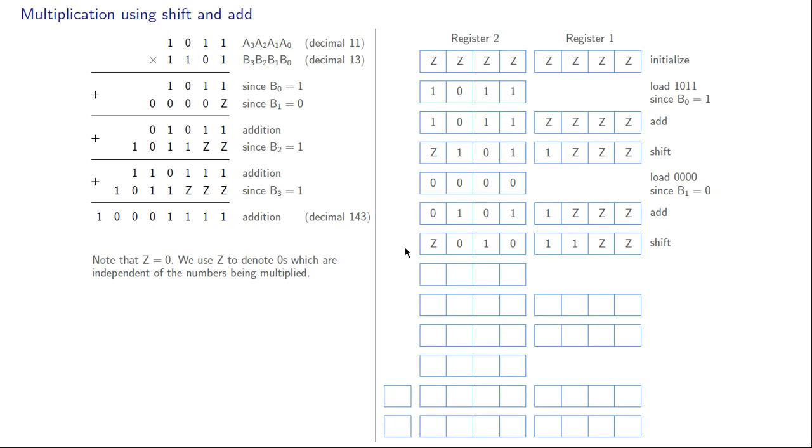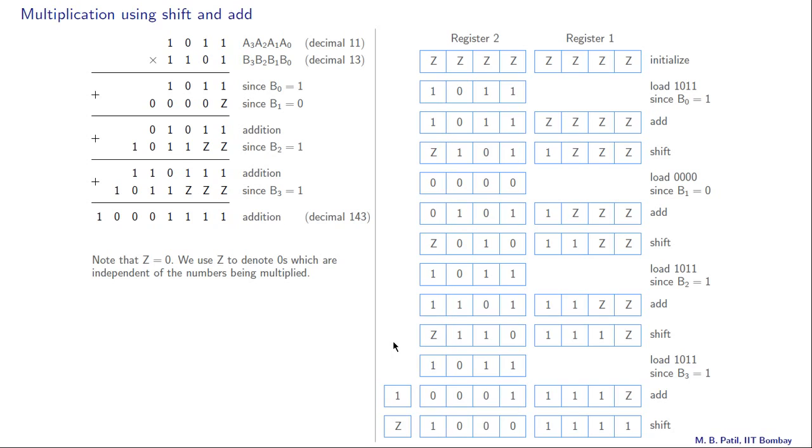So next step, shift right one bit. So this 0, 1, 0, 1, 1 has come here, 0, 1, 0, 1, 1. 1, 0 has got padded from the left. Now we load 1, 0, 1, 1 since B2 is 1. That corresponds to this step here. Add, shift right, and finally we load 1, 0, 1, 1 because B3 is equal to 1. That is this step here, and then add and shift. So that is our final result, and that is indeed the same as this number here.